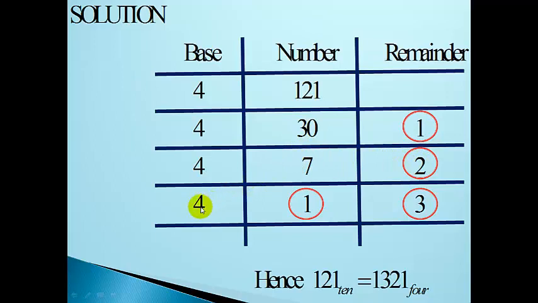7 divided by 4 is 1, remainder 3. Why is the remainder 3? Because 1 times 4 is 4, and the difference between 4 and 7 is 3. So the remainder is 3. Now because 1 is less than the base, we stop here and write as follows. We have 1, 3, 2, 1 base 4. So 121 base 10 is equal to 1, 3, 2, 1 base 4.